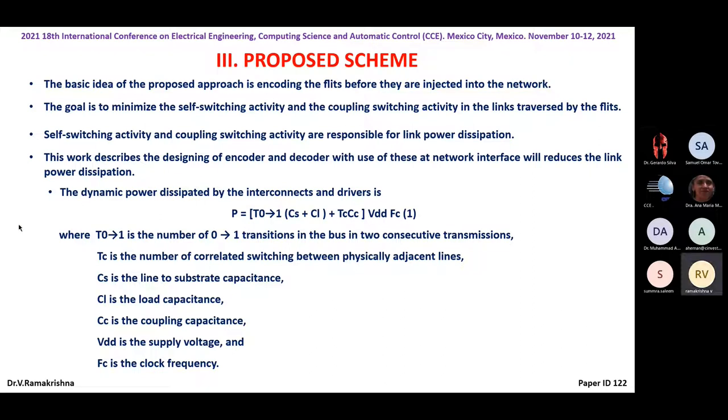This work describes the design of an encoder and decoder, used at the network interface, which reduces the link power dissipation. Here we are proposing two schemes. For both schemes, the encoder and decoder will be the same. The design leads to the reduction of link power dissipation. The equation shown here is the dynamic power dissipated by the interconnection drivers, where T01 is the number of 0 to 1 transitions in the bus in two consecutive transmissions, CS is the line to substrate capacitance, CL is the load capacitance, TC is the number of correlated switchings between physically adjacent lines, VDD is the supply voltage, and FC is the clock frequency.